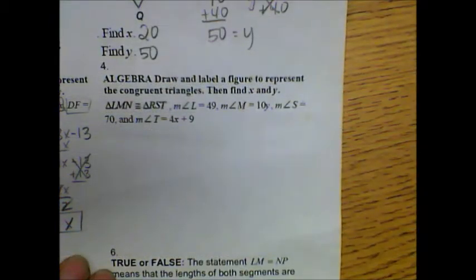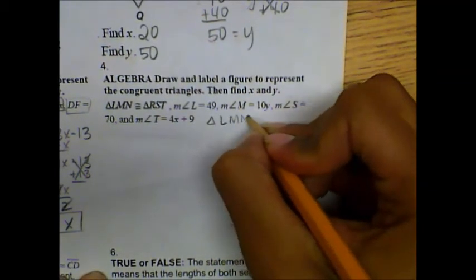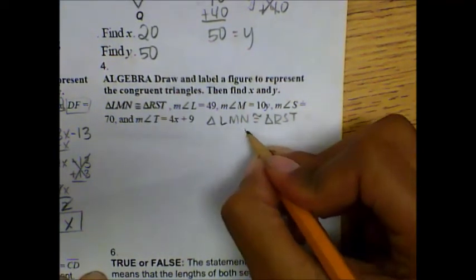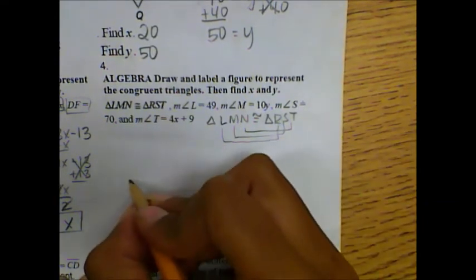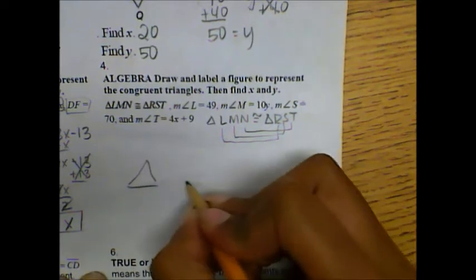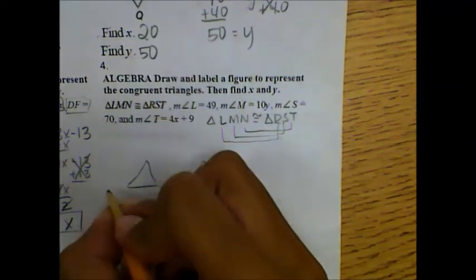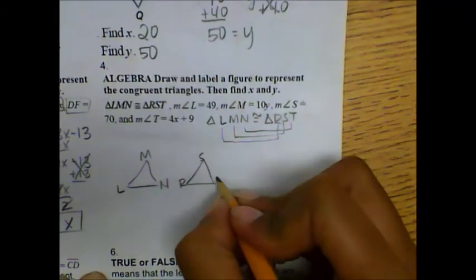Alright, so number 4, algebra. Draw and label a figure to represent the congruent triangles. Then find x and y. So again, just like the last one, number 3, we're going to do the exact same thing. We have triangle LMN is congruent to triangle RST. N goes with T, M with S, and L with R. So I'm going to go ahead and draw my triangles. Again, they don't have to be perfect. They're just a model for us to visualize these two congruent triangles. I'm going to label the first one LMN and the second one RST.